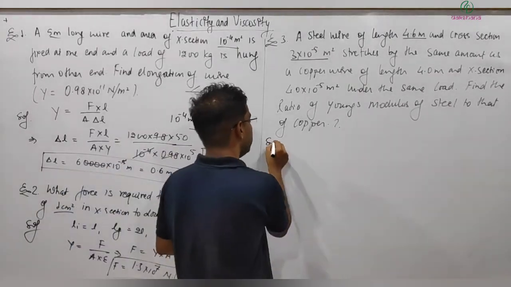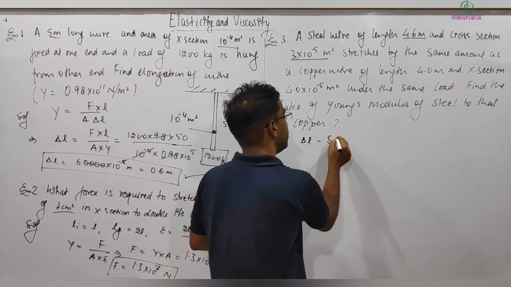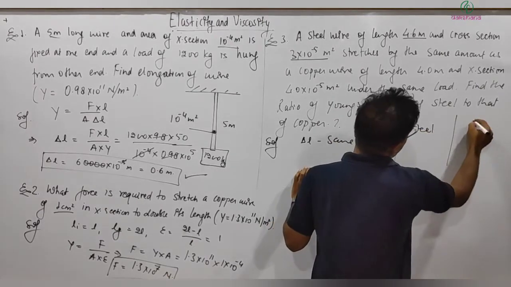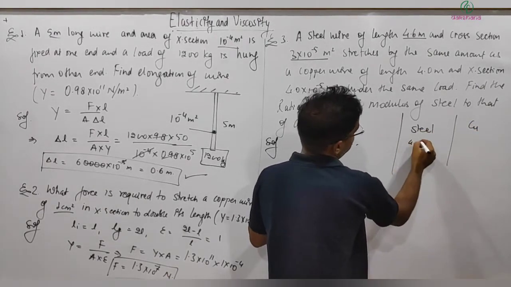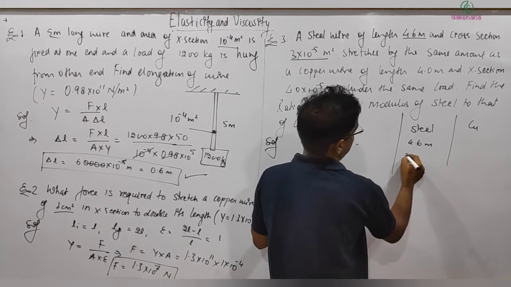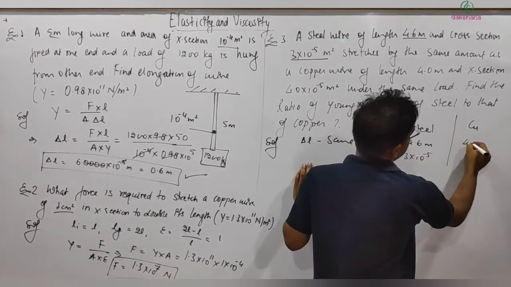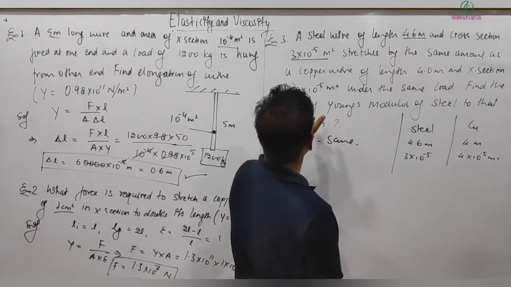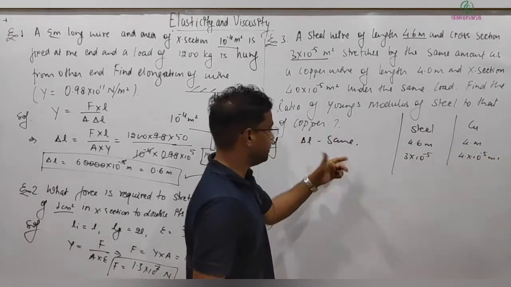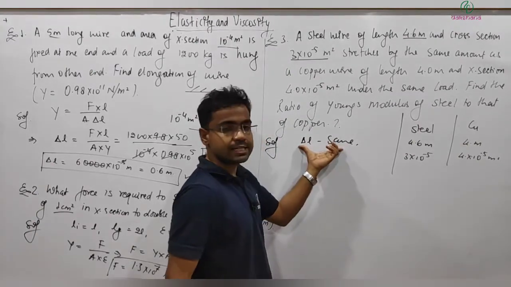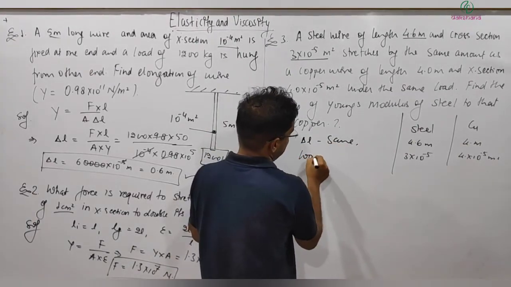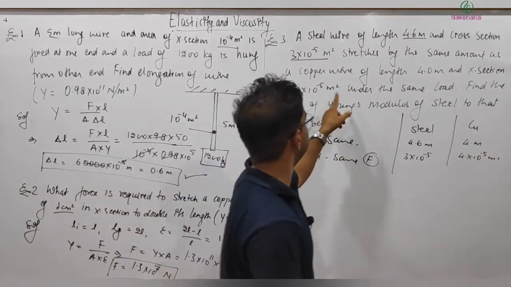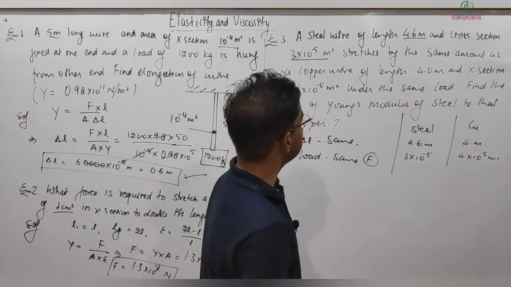So remember that here delta L is the same for the two wires, and we have steel and another is copper. For steel, length is 4.6 meter, area of cross section is 3 into 10 to the power minus 5. Here length is 4 meter, and it's 4 into 10 to the power minus 5 meter square area of cross section. The extension is the same and load is also the same, means force is the same. That's the information under same load. Find the ratio of Young's modulus.